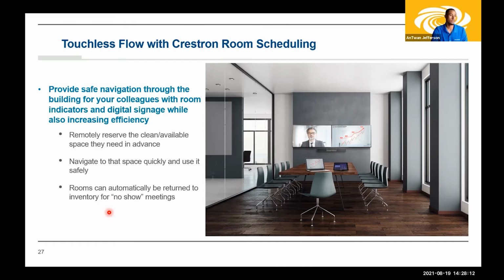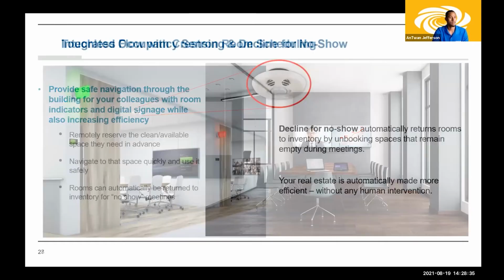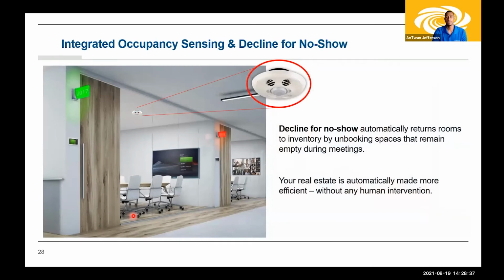And the cool thing about this is that you have the ability to return the room after a no-show. Let's say somebody books the room, but with the occupancy sensors, it determines that no one's been in there for 15 minutes or so, or however long you determine. You have the ability to program the room so it can kick out the booking and make the room available again for rebooking. As I just mentioned, with the decline for no-show, it automatically opens up your room and your space back for use again.